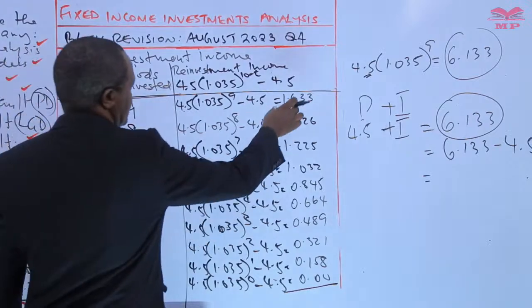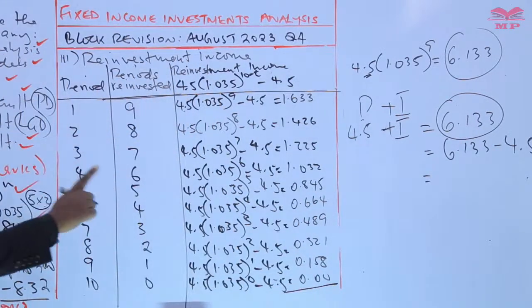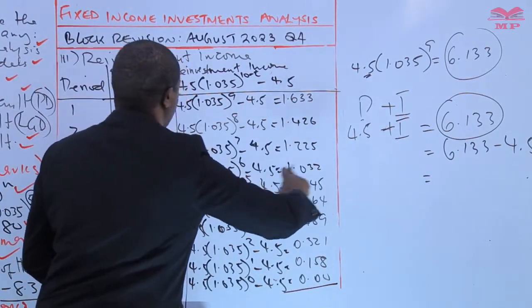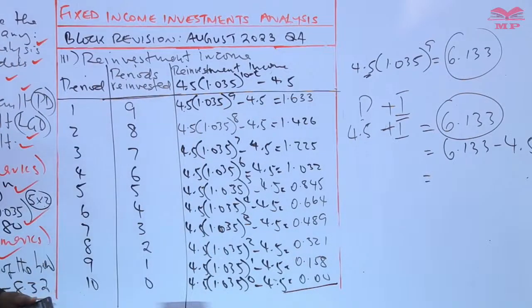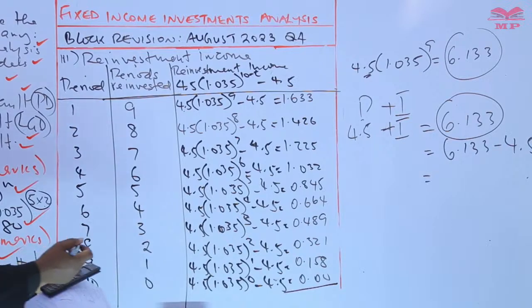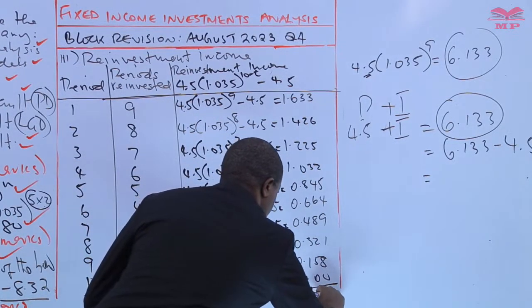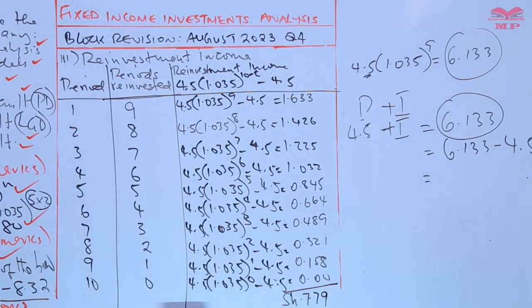So you're now going to add this total to have the total investment income. These are investment incomes for each and every cash flow. Then we get the total investment income. So the total investment income is 7.79.